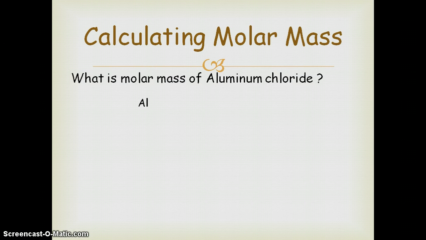Okay. First, we know that aluminum chloride contains aluminum, and it contains chlorine. The question is, how many of each? Remember that your aluminum has a charge of +3, where your chlorine has a charge of -1. If you need to review how we know this, again, pay attention to your periodic table. Now, this leads to an aluminum chloride molecule, which has 1 aluminum for every 3 chlorines.